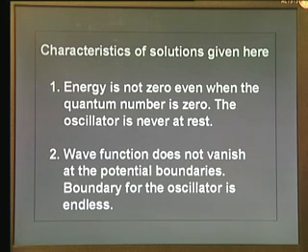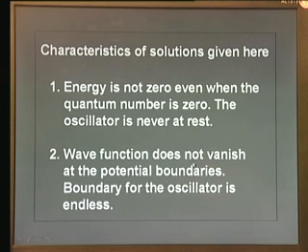So the first one that comes as a surprise is that the energy is not 0 even when the quantum number is 0. The oscillator is never at rest. This was explained in the last lecture, and this is consistent with Heisenberg's uncertainty principle.